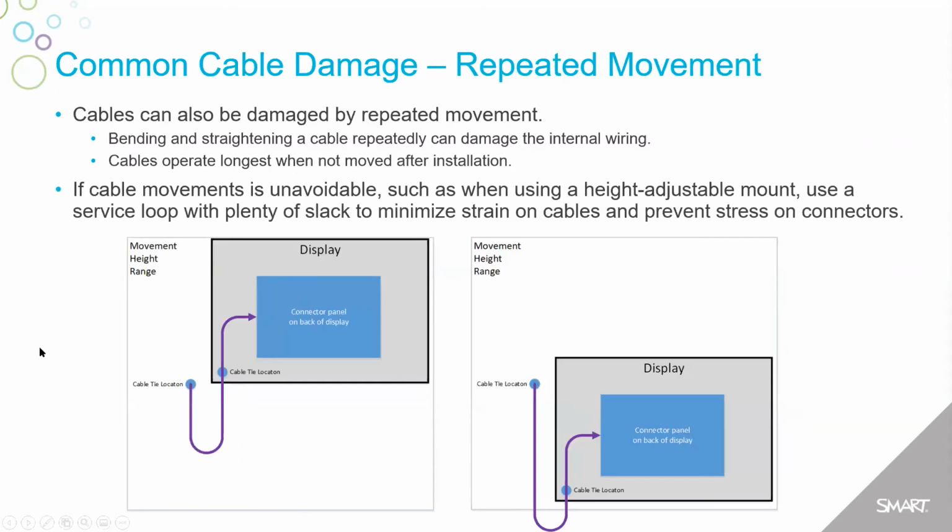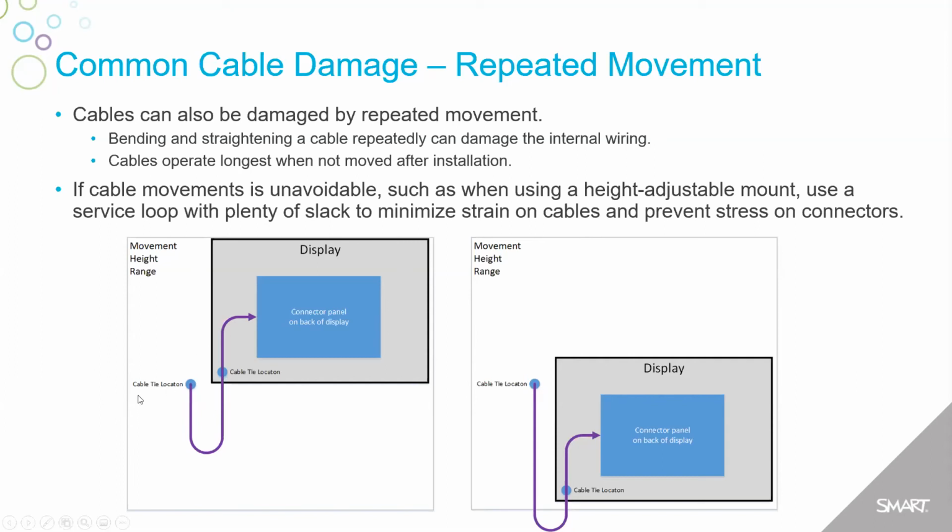Another cause of cable damage is repeated movement. Wires are designed to accommodate a certain amount of movement, but too much movement will break the internal wires. So when dealing with a situation where movement of a wire is required, such as a height adjustable wall mount, you want to make sure to minimize the amount of movement as much as possible. A good way to do that is with a service loop.